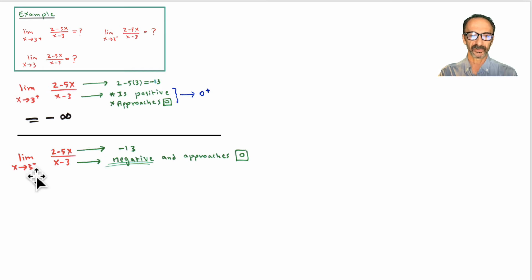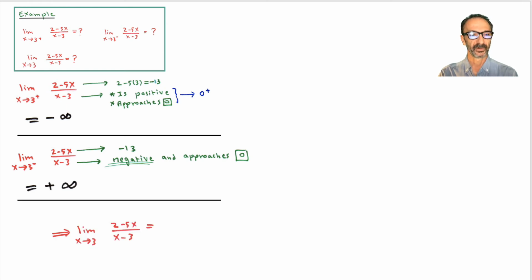Approaching 3 from the left is going to make a difference. The top part we said negative 13, the bottom side is going to be negative this time. Okay? Imagine I have something like 2.9, approaching 3 from the left, something like 2.9, not 3.01. Minus 3 is going to be negative. So you have negative over negative, which is positive, and this is approaching 0. So the answer should be positive infinity. Therefore, the limit does not exist.